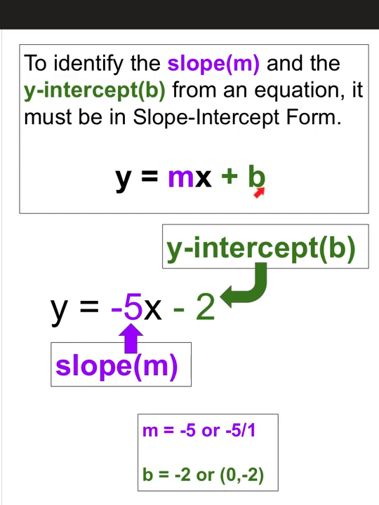You can see here in this equation, y equals negative 5x minus 2. It's broken up into, here's my m, which is my slope. So my slope is negative 5, or negative 5 over 1. And my y-intercept, which is in the spot of the b, is the minus 2, or the negative 2. You may see it written as (0, negative 2). All right, so let's keep going.